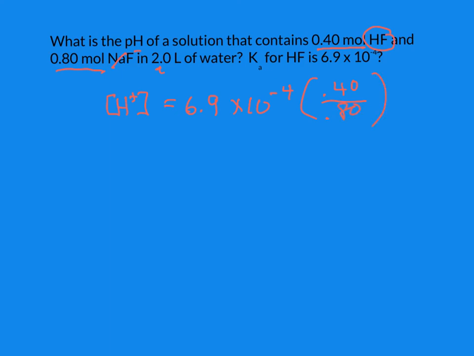So moles, that's going to be 3.45 times 10 to the minus 4 molar H plus. Take minus the log of that, and you get pH is 3.46. So finding the pH of a buffered solution once you identify it is pretty straightforward.